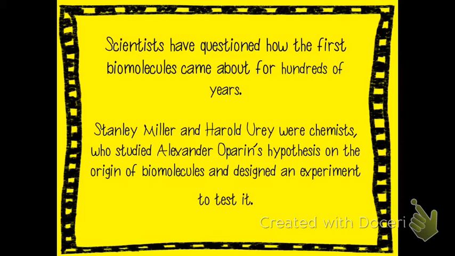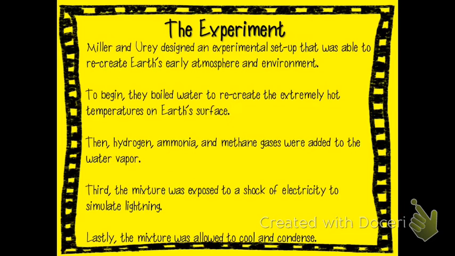Stanley Miller and Harold Urey were chemists who studied Alexander Oparin's hypothesis on the origin of biomolecules, and then they designed an experiment to test it. So let's take a look here at their experimental setup. Miller and Urey designed an experiment that was able to recreate Earth's early atmosphere and environment.